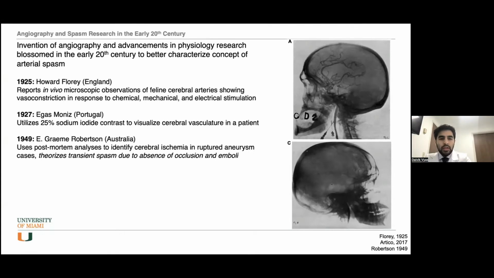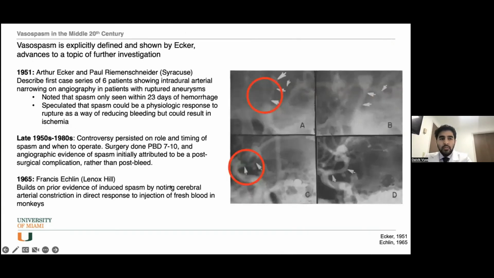Now, in 1949, we go forward a little bit more, and now we start getting more definitive descriptions of the idea of TIAs and strokes following angiographic evidence and cadaveric evidence of vasospasm. And E. Graham Robertson out of Australia basically theorizes that this ischemia is a transient event that occurs because in his dissections, he notes a profound absence of any type of permanent occlusion or embolus within the blood vessels of patients who had ruptured aneurysms but died of stroke-like symptoms, which starts positing the idea that maybe there's an entity called vasospasm, or at least delayed cerebral ischemia.